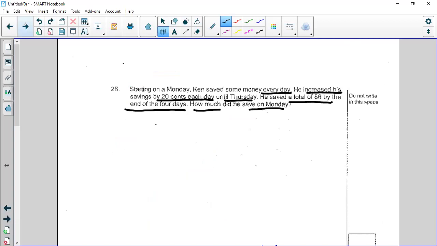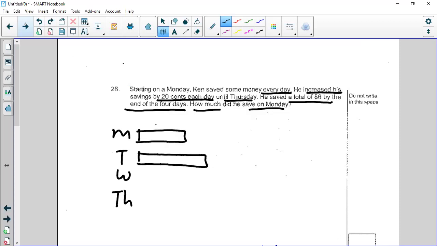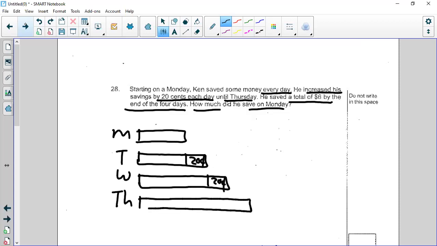The method here is also a little obvious. Model drawing. Why model? Because every day he has 20 cents more. He saved 20 cents more, right? The word increase is also like 20 cents more. When you have more than, less than, you can think of model already. Monday, Tuesday, Wednesday, Thursday, right? So on Monday, he saved some money, and Tuesday, he increased the savings by 20 cents more. Then Wednesday, another 20 cents more, and Thursday, another 20 cents more.